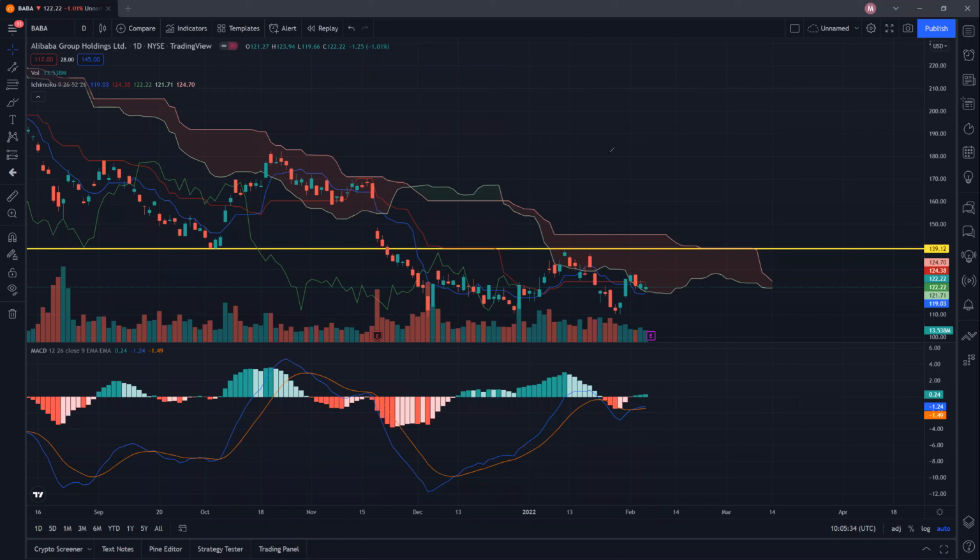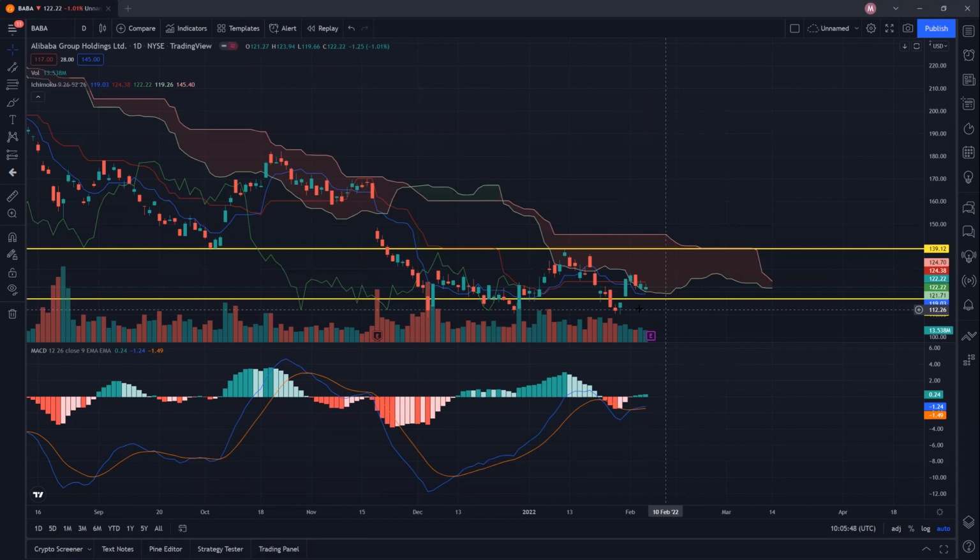However, do take note that there is a particular support that cannot be broken. In the event that this support is broken, then the 139 target will not be seen. And this support is at 117. 117 cannot be broken. If 117 is broken, then we may potentially see 110 again, which is retesting the triple bottom.